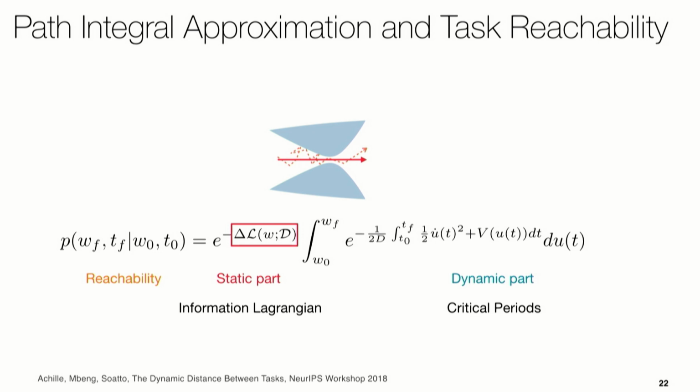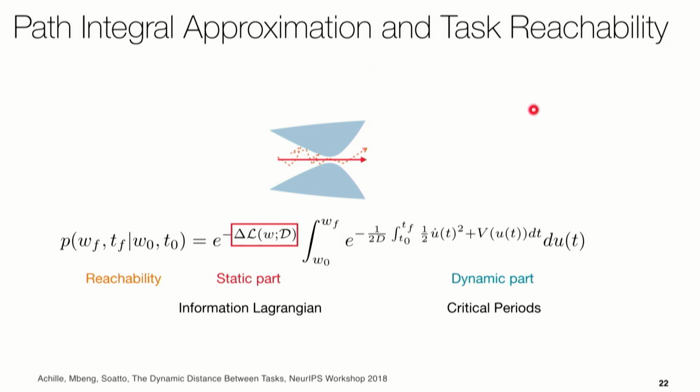And what comes out is, again, surprising because this probability factors into two things. One is a static term that only depends on where these solutions are in the loss landscape relative to one another. And this turns out to be the difference between the information in the weights the way I've defined it earlier. Okay, so it just comes out straight in the distance between tasks.